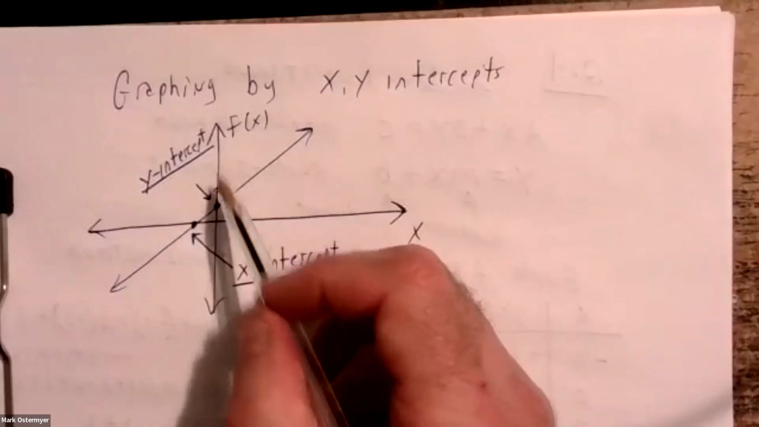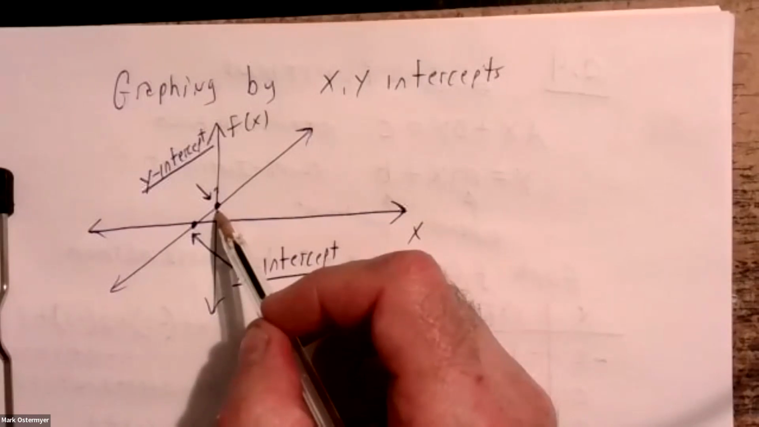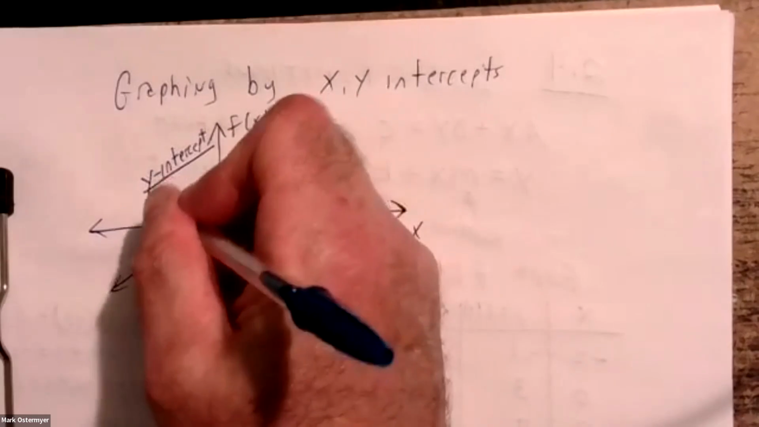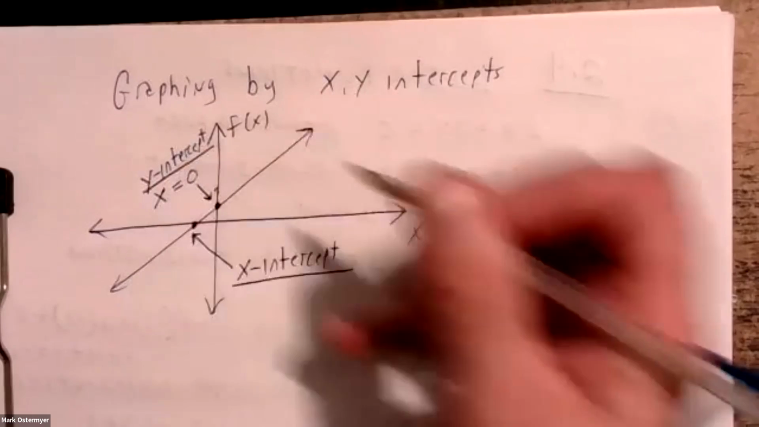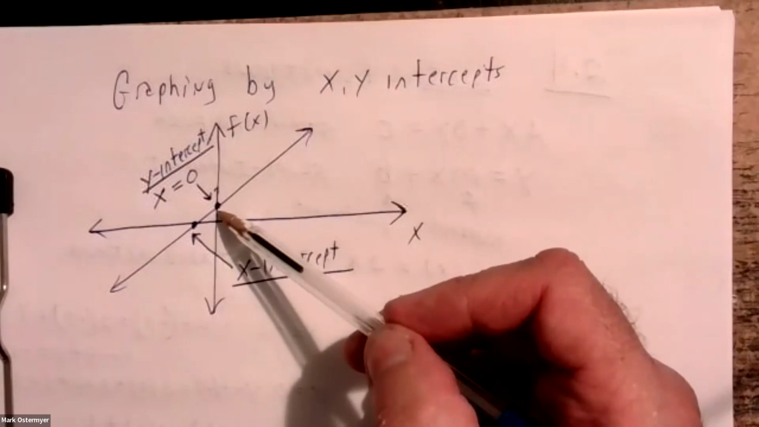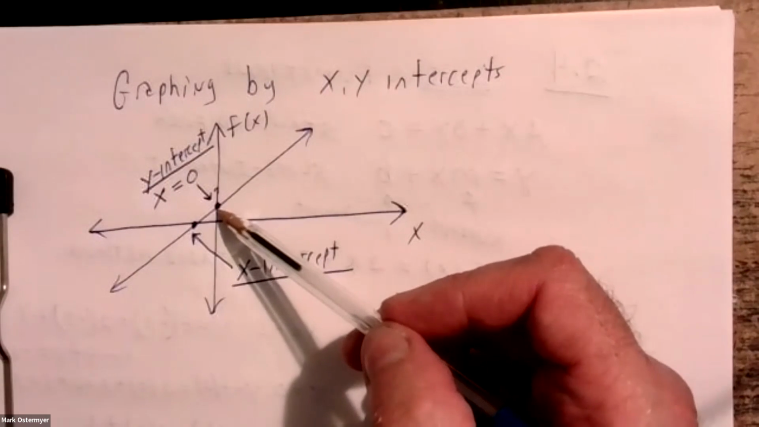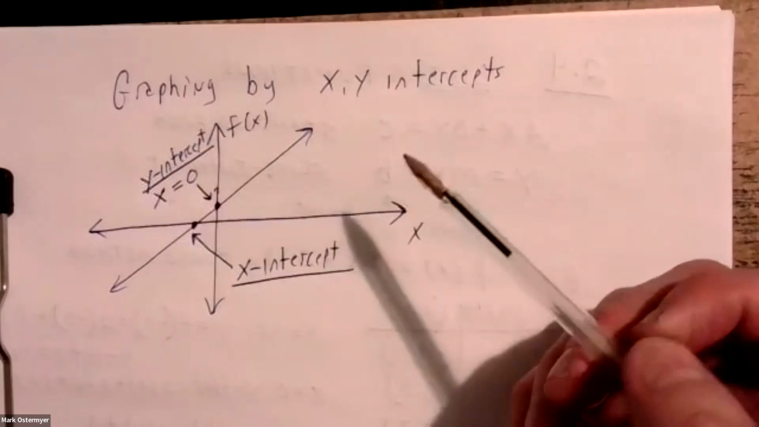Now, a y-intercept is always a point that must lie on the y-axis, and therefore, being the case, its x-coordinate must always be equal to 0. Because if the x-coordinate's not 0, the point is not going to be on the y-axis. It'll either be to the right or to the left of the y-axis.